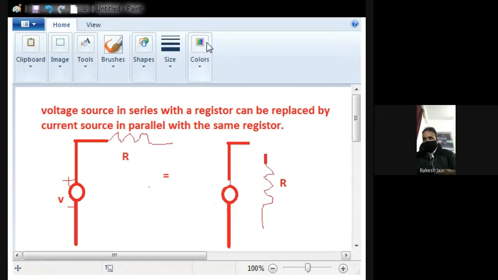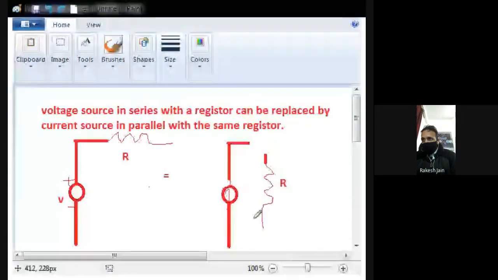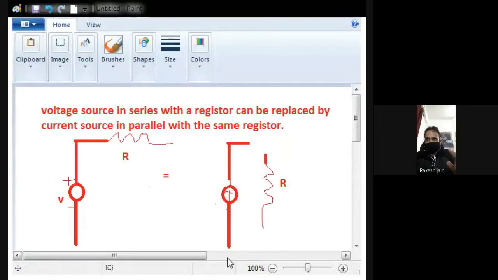Now the value of this current source can easily be shown by an arrow direction, because the upper side of the voltage source was plus and the lower side was minus. So we can put the upper side with the arrowhead and the lower side with the tail side. Yes, this one is the arrow. The arrow side is upper, because the upper side of the voltage source was plus.